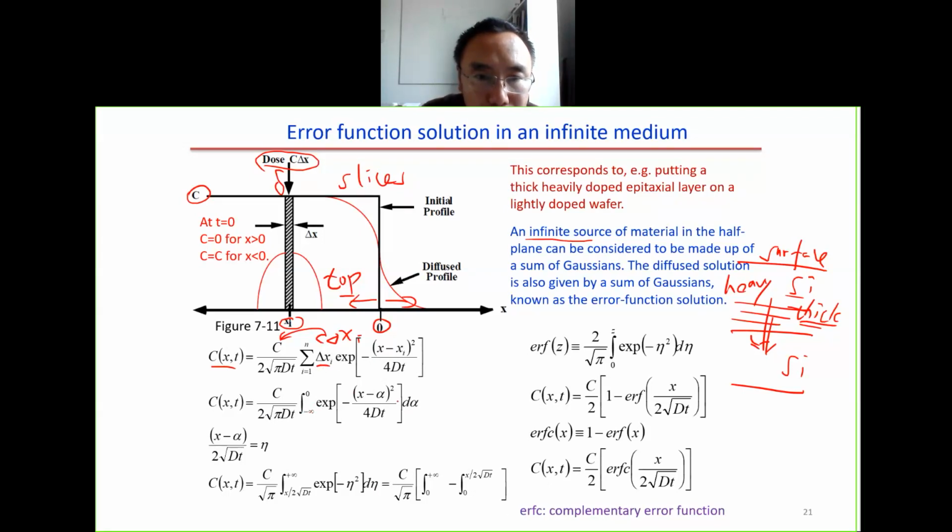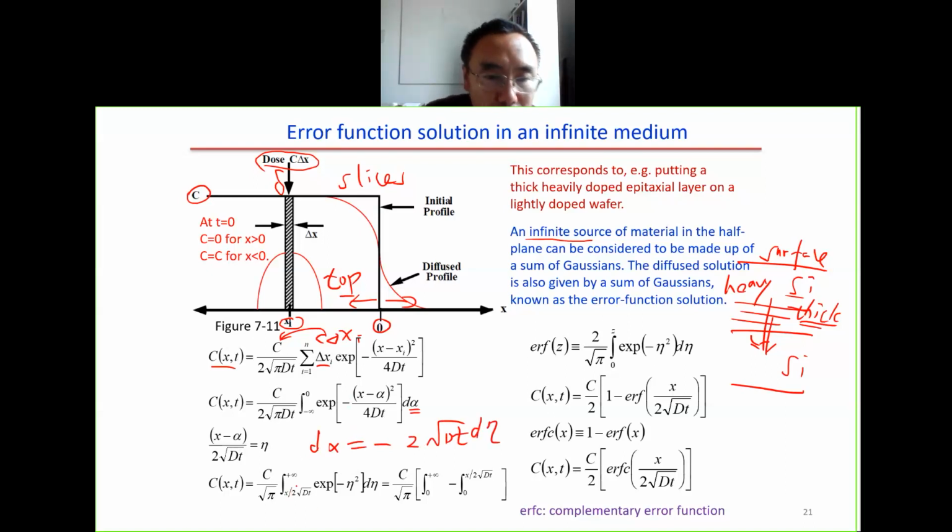Then xi becomes alpha. And now we define (x minus alpha) over 2 square root of Dt equal to eta. Then we have d alpha equal to minus 2 square root of Dt d eta. So we have this one. Then we put this one into here.